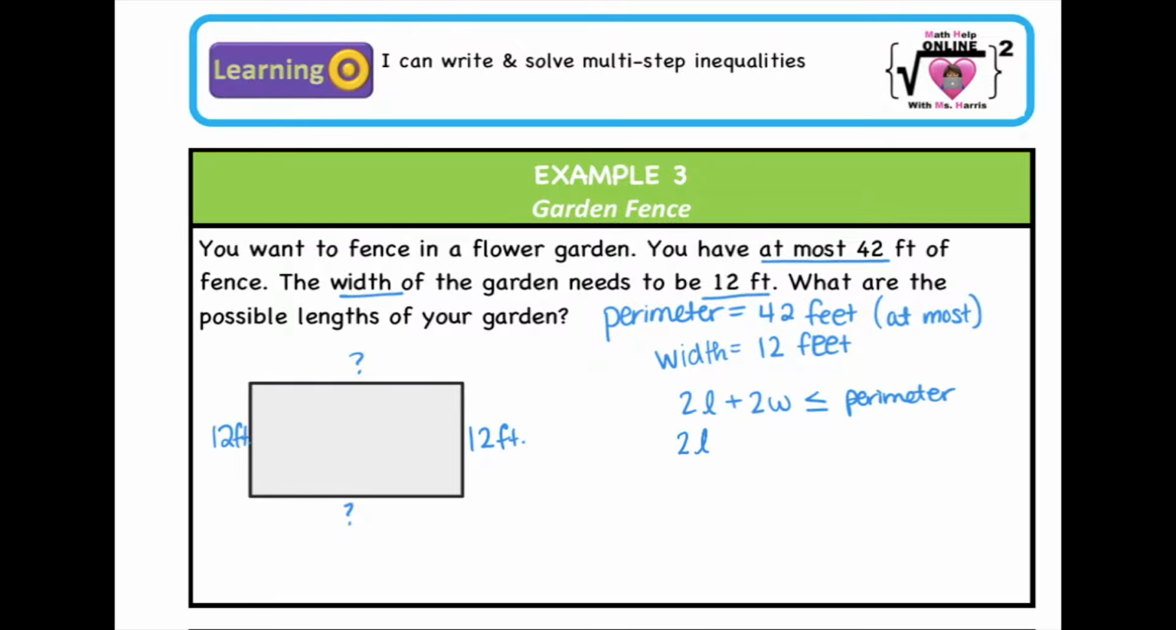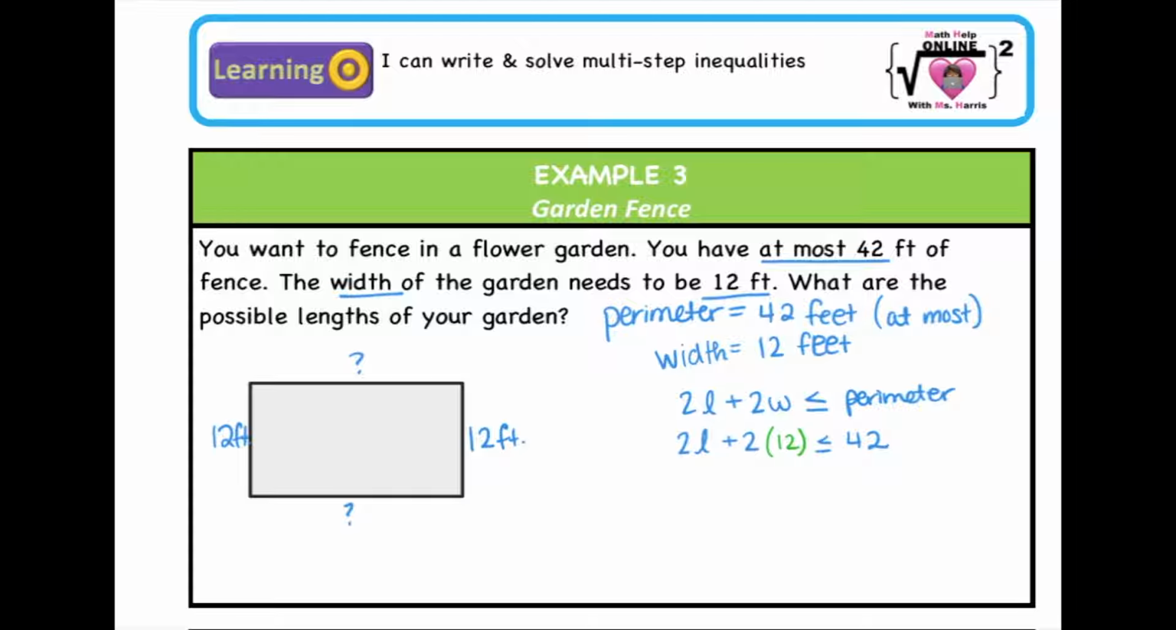So we have 2L, because we still don't know what the lengths are, plus 2 times 12, because we know that the width of the garden has to be 12. And our inequality, less than or equal to 42, because that's the most amount of fencing that we can use.